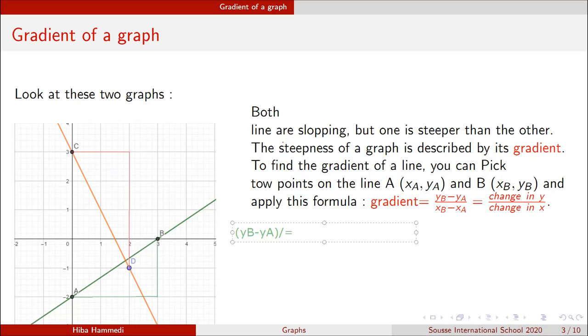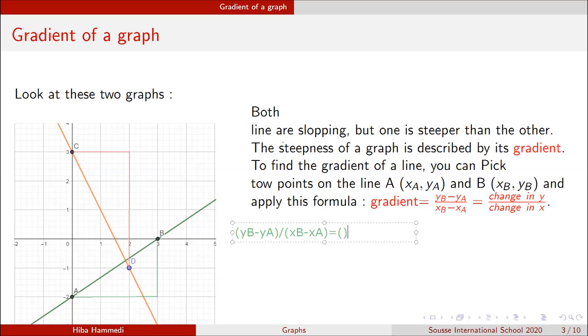And it should be divided by XB minus XA. And here, be careful, because whatever point you started with, you need to carry on and start with the same point in the denominator, okay? Imagine I started with A in the upper part, I need to start with A in the down part, right?